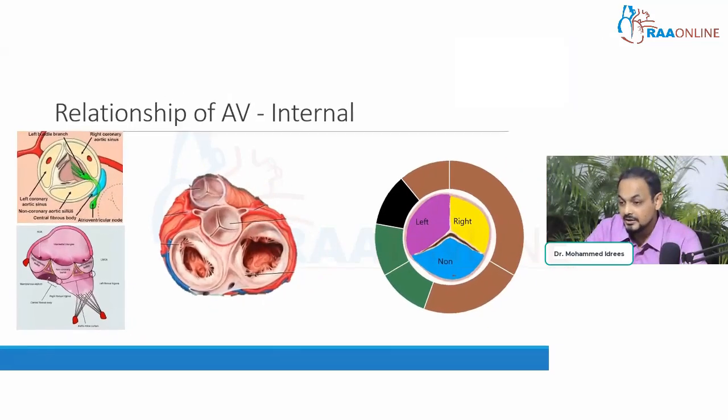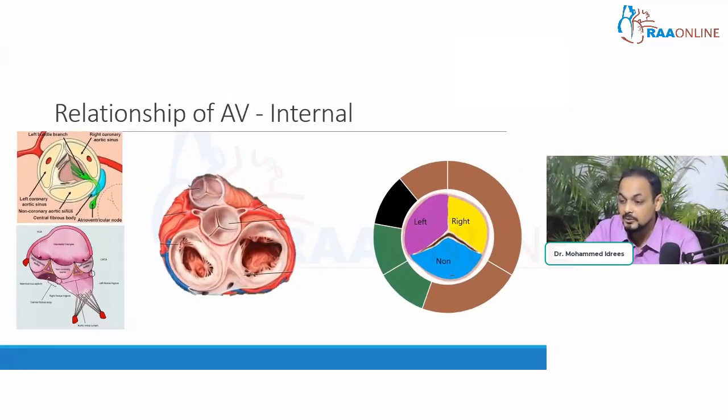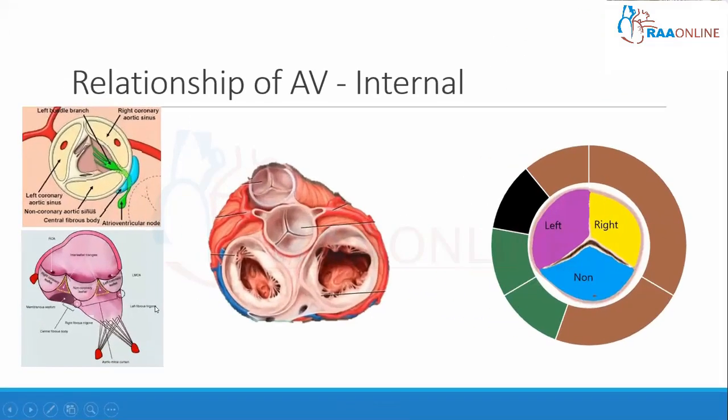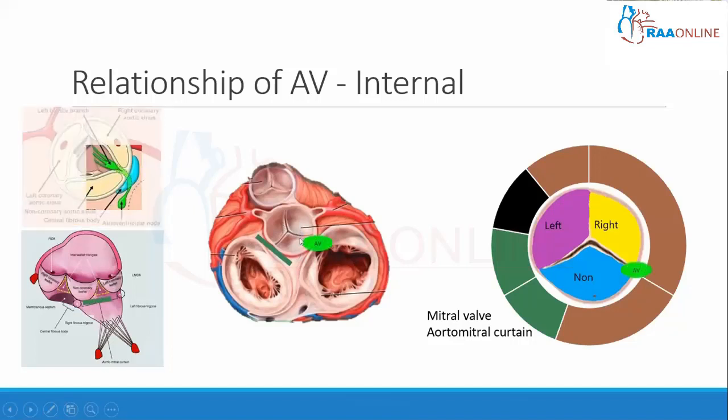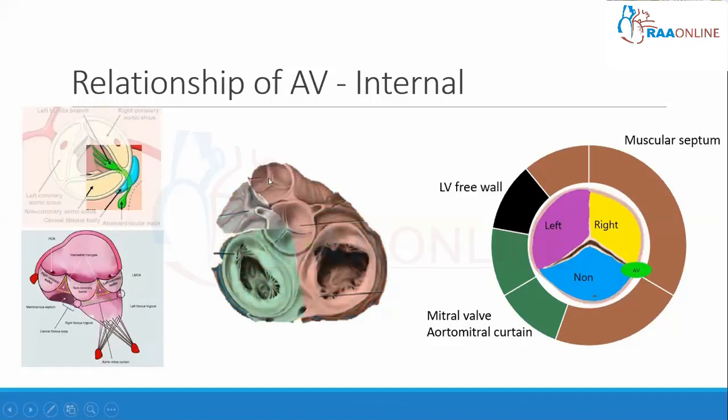Then we move on to the internal structures, that is, the structures in relation to the aortic valve which are just below the aortic annulus. Between the non-coronary and the left we have the aortomitral curtain, which is represented in green in this diagram. So the aortomitral curtain is in relation to the non-coronary and the left coronary. Between the right and the non-coronary, we have the AV node. Apart from that, all other areas are in relation to the RVOT, the brown color represented over here, and there is a small portion represented by the left ventricle free wall.